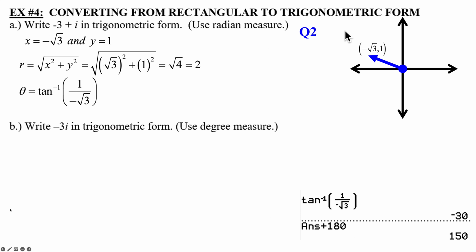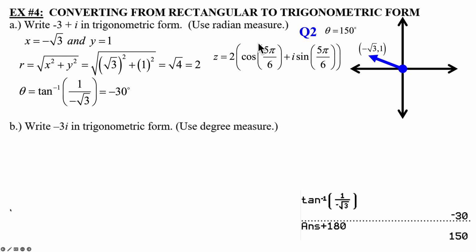Okay, so now, wait a minute. This has to be in radians, so let me put that 150 degrees into radians. So 150 over 180 reduces to 5 over 6 times pi. Okay, 5 pi over 6. So your R value, 2, times cosine 5 pi over 6 plus i sine 5 pi over 6, or shorthand notation, 2 cis 5 pi over 6. Quick and easier to write.